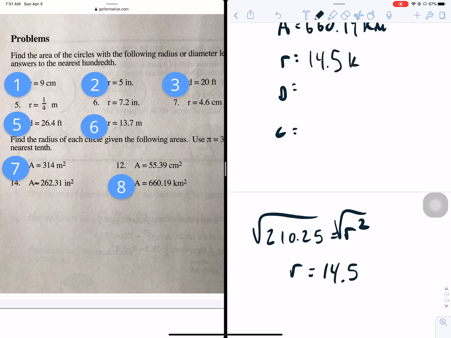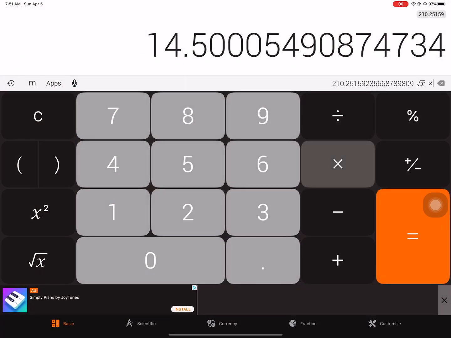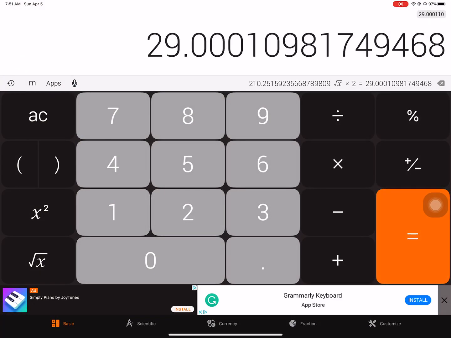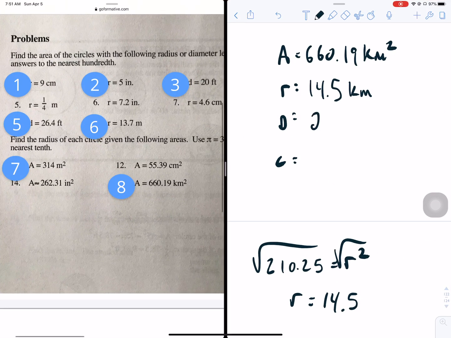14.5, and don't forget the units, kilometers. Now the diameter, go back to what you learned. Isn't the diameter double the radius? So we're just going to times that by 2. And if you still need the calculator on that, you can just times 2. Good. 29 even. All right. 29 units, kilometers. So now that I have the diameter, I can do my circumference.